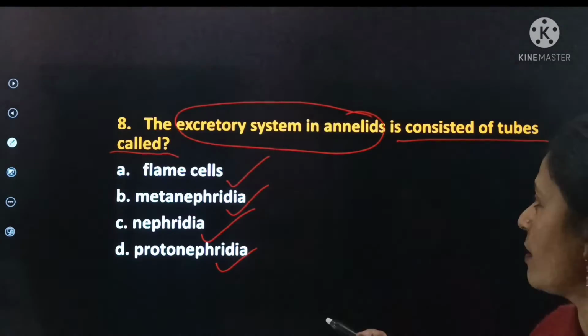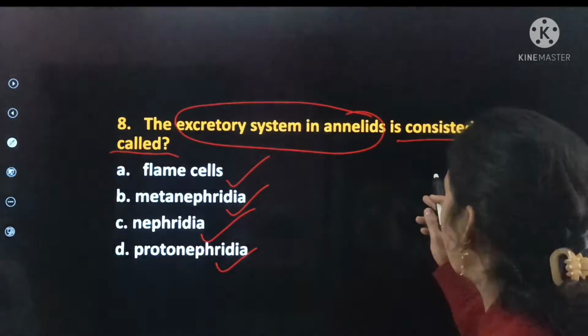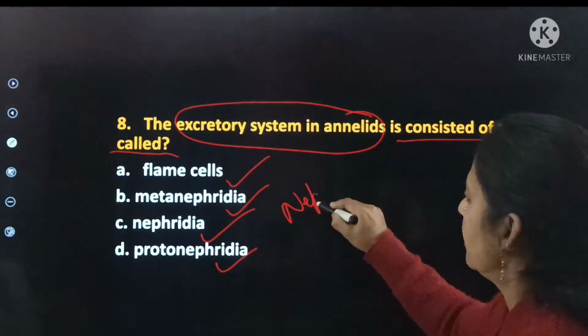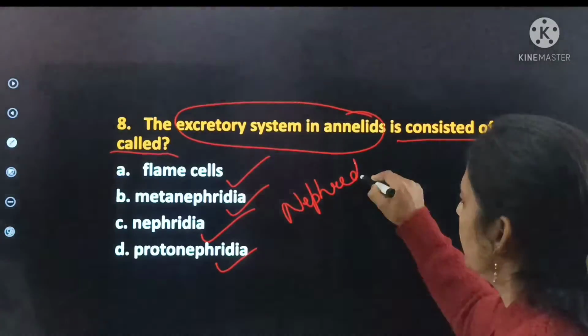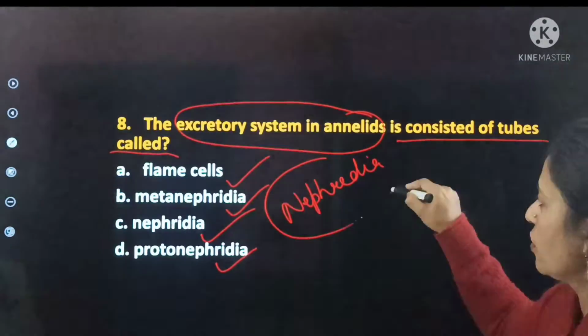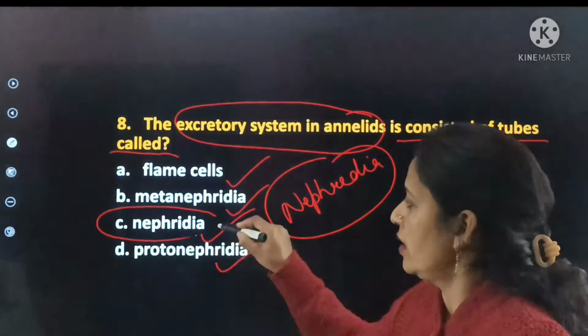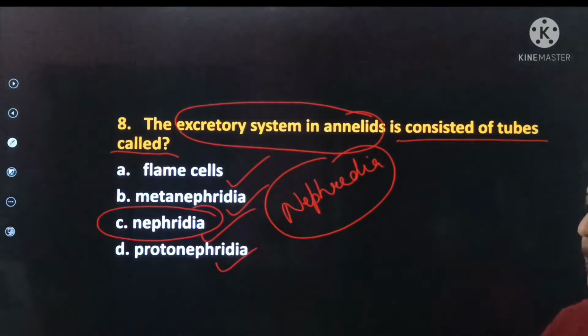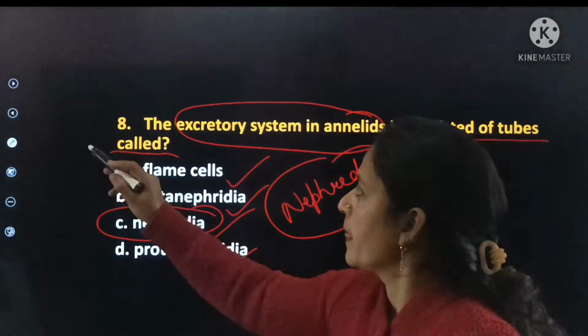तो जो excretory system है हमारा annelids का, जो कि consist करता है tubes को, these tubes are called as nephridia. So here this is the right answer, that is the nephridia, and it is your question number 8.